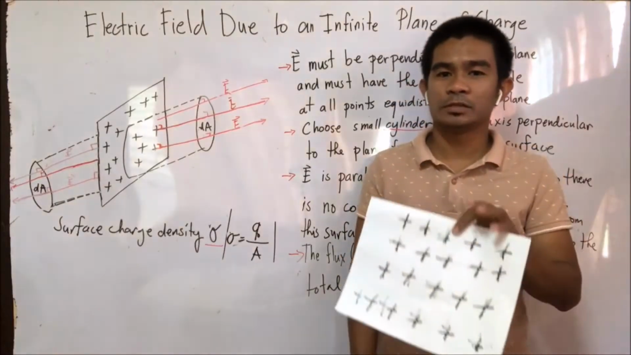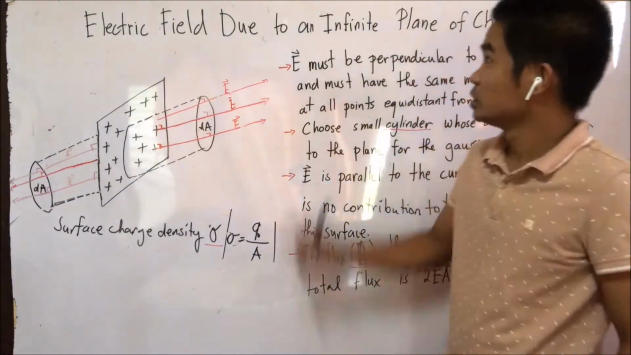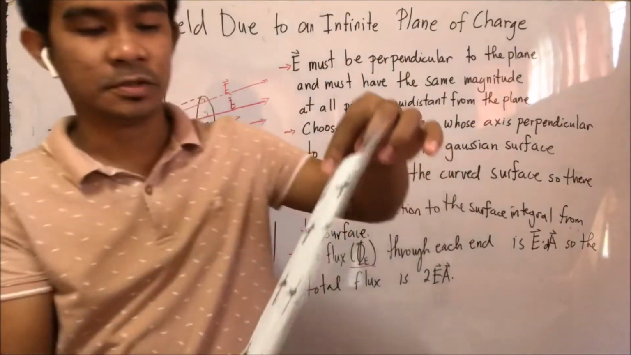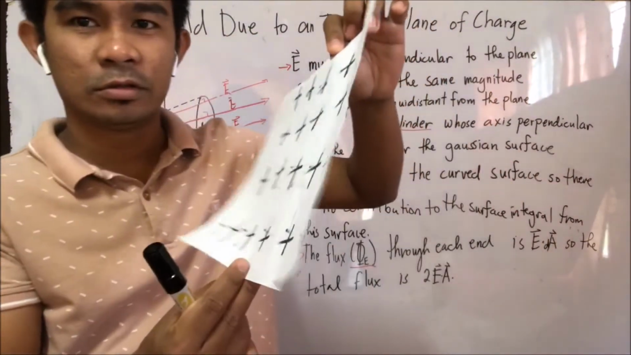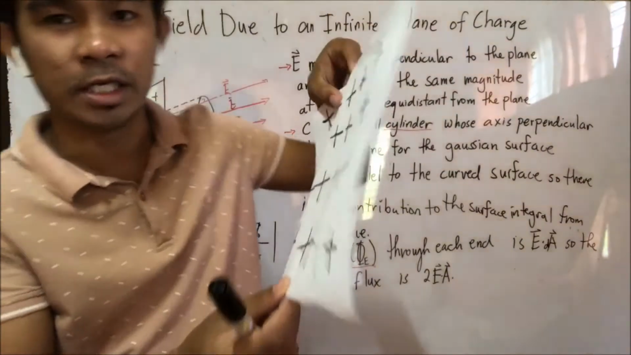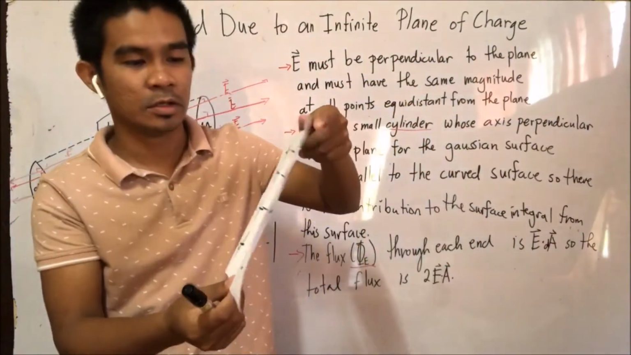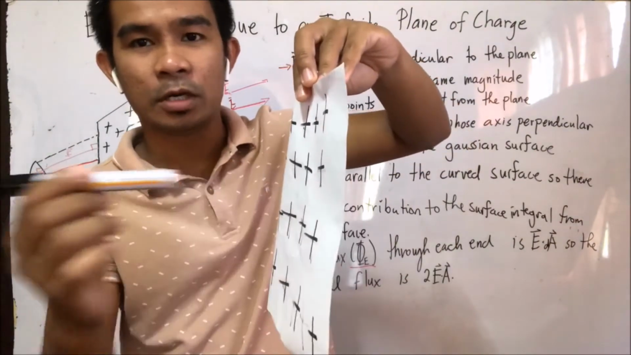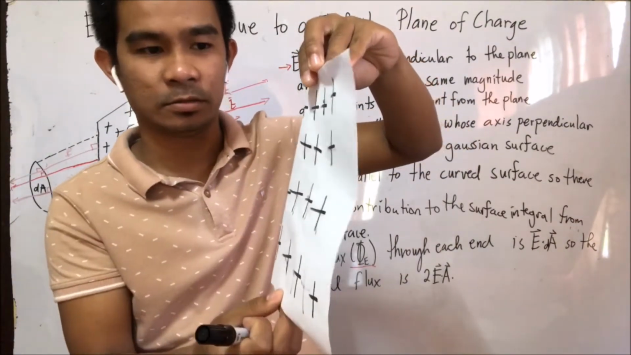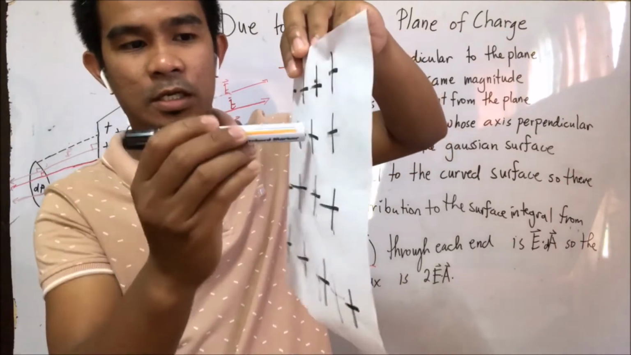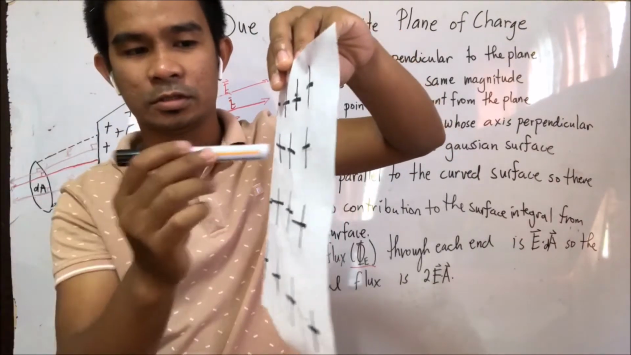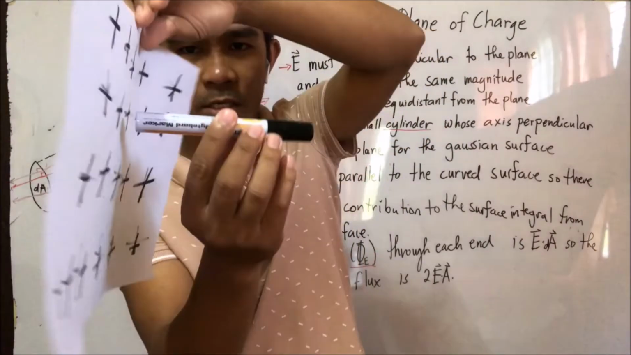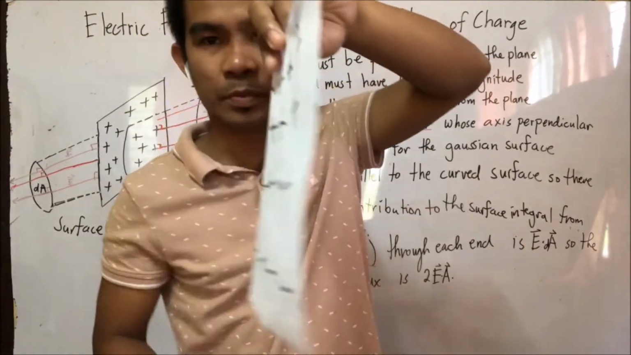So this time we're going to find the electric field due to an infinite plane of charge. Suppose this is the plane, the sheet of charge, and it is positively charged. All electric fields must be perpendicular to this plane of charge, right? There's electric field in this direction, perpendicular to this plane. There's also electric field going that direction, which is also perpendicular.